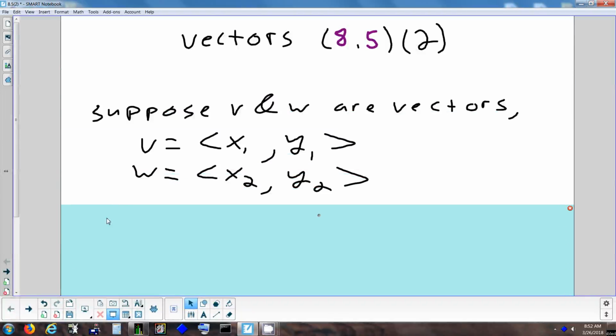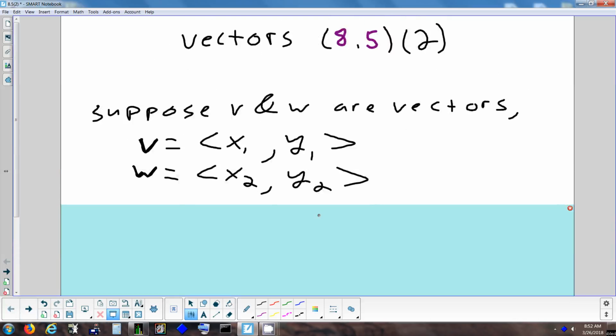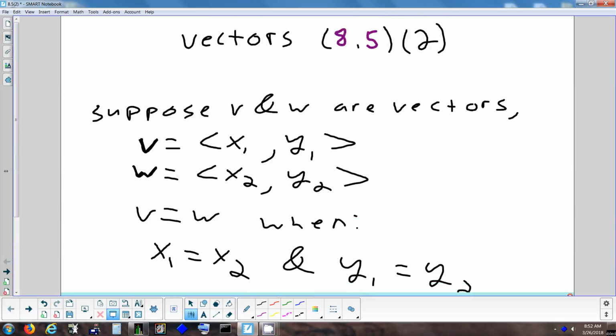Okay, so the first thing we're going to start out with is what it means for two vectors to be equal. I've got two vectors, v and w. Remember, there's two ways you can write a vector. You should either make the letter look bold, or you can put the arrow on top. For two vectors to be equal, what it means is that the components of the vectors are equal. It means that the horizontal components match, and so do the vertical components.